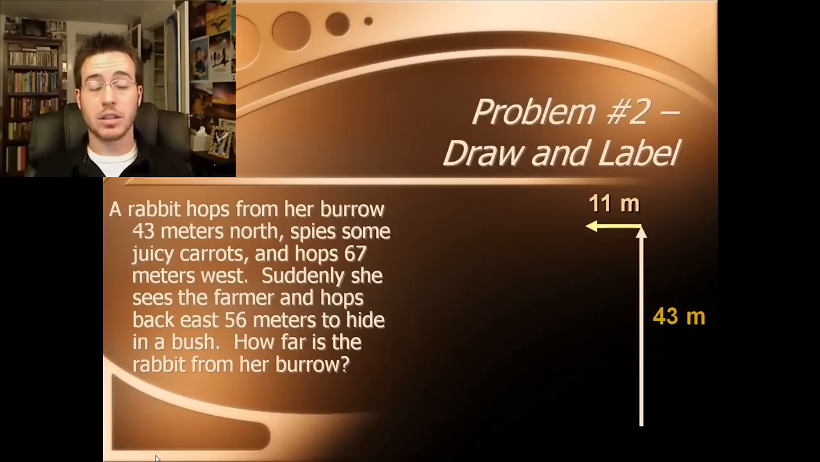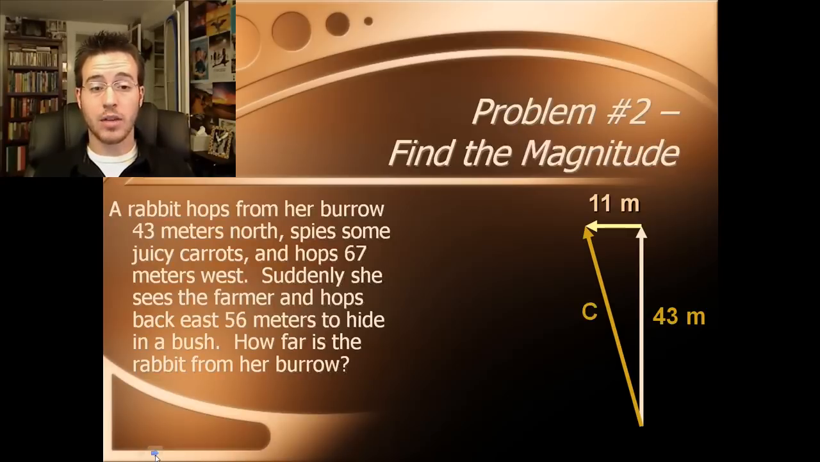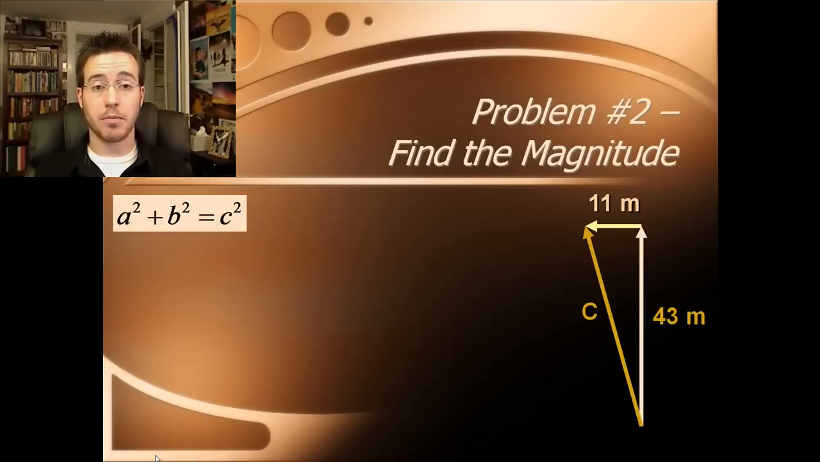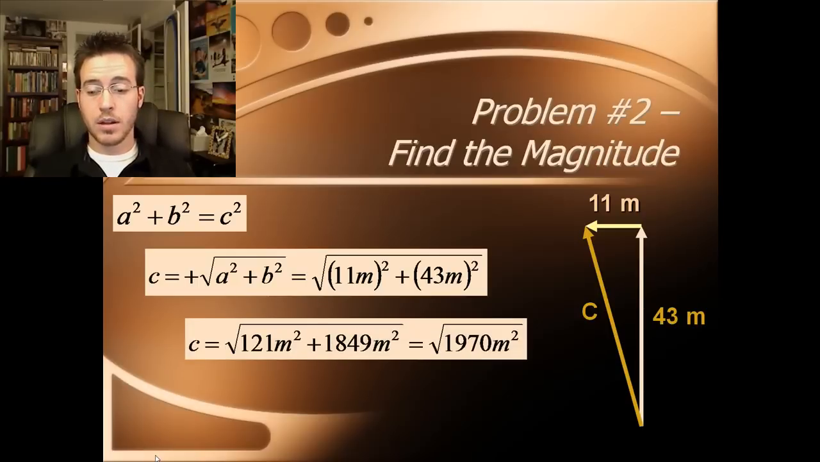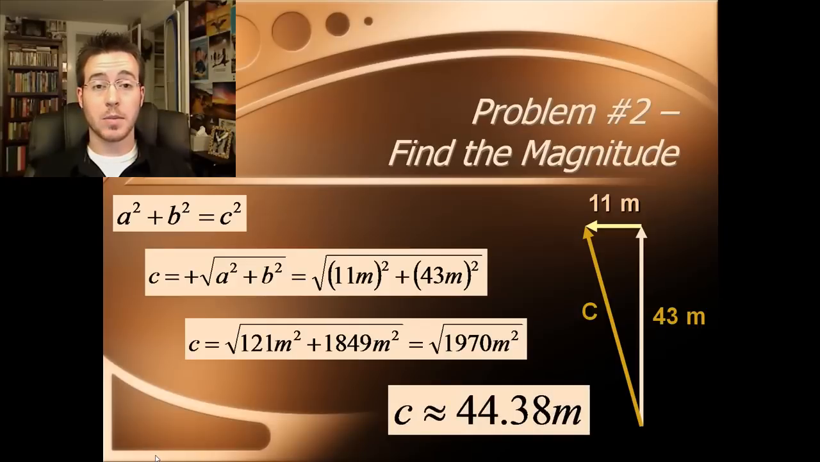And now I can find the resultant displacement. This guy right here. When you want to find the resultant displacement, or the magnitude of the resultant displacement, you're going to want to use the Pythagorean theorem. Remember, a squared plus b squared equals c squared. So we'll rearrange that and plug in our numbers. That'll give us the square root of 11 meters squared plus 43 meters squared. Make sure that you've got those square roots on the inside. So just expand it. It'll give you the square root of 1,970 meters squared. Throw that in the calculator and it'll give you that the total displacement is about 44.38 meters from where she started.